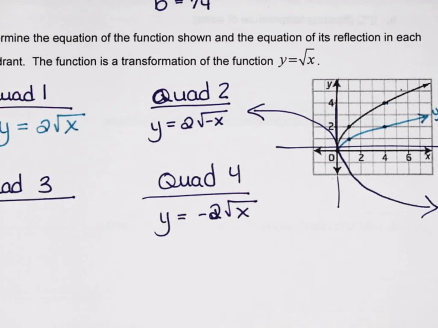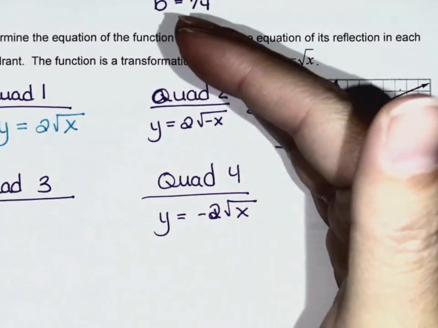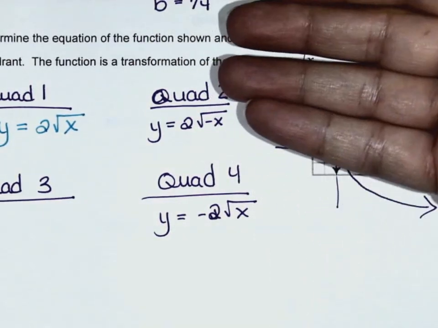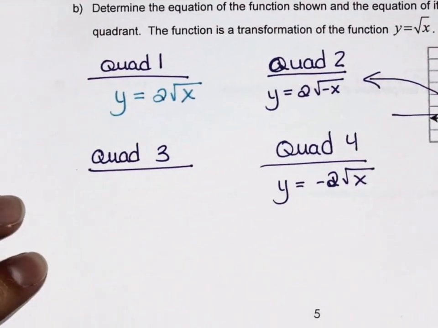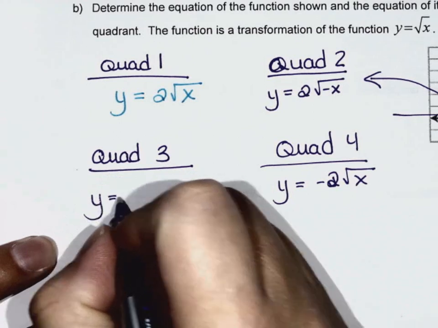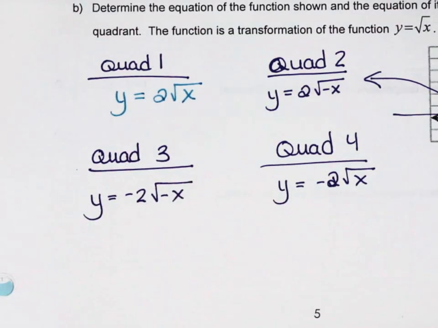Okay, quad 3. Anybody want to hedge a bet? So you'd have a reflection here into the second quadrant, and then you'd be reflecting into the third quadrant. So you would actually have 2 reflections here. This would be y equals negative 2 root negative x. Not a lot of math to calculate there, but a lot of mathematical understanding just went into that question.